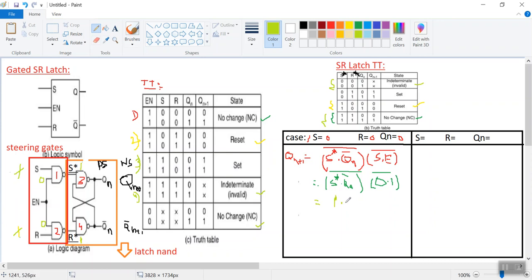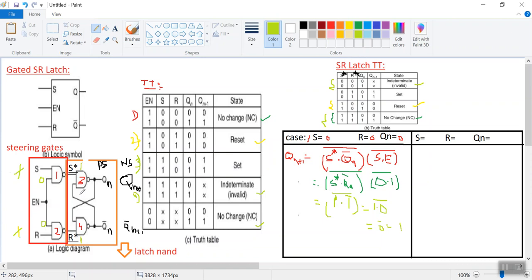So 1 into Qn bar. If I consider Qn is equal to 0, Qn bar is always equal to 1. So 1 into 1, and 1 complement, and whole complement. So 1 into 1 complement is 0, 1 into 0 is 0, 0 complement, and you are getting your result as 1. So when Qn is equal to 0, Qn plus 1 is equal to 1. So for the first case, we can say that no change state is occurring. You can do it with this process, or else you can directly calculate by using the SR latch using NAND gate also.